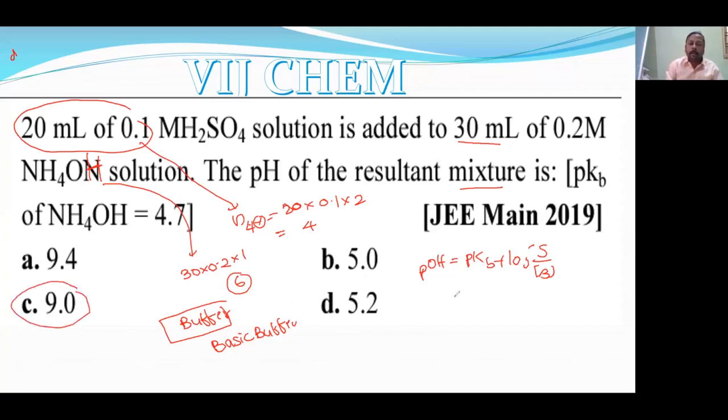Here pKb will be 4.7 plus log of salt concentration, which will be the lowest one, 4. Salt concentration will be 4 divided by the extra base, which will be 2. So on simplification you will get pOH, but the question is about pH. So this will be 4.7 plus 0.3, which is 5. pOH is 5. Therefore pH will be 14 minus 5, that is 9. What is the answer? pH will be 9. Okay. Note down and then let's move on to the next one.